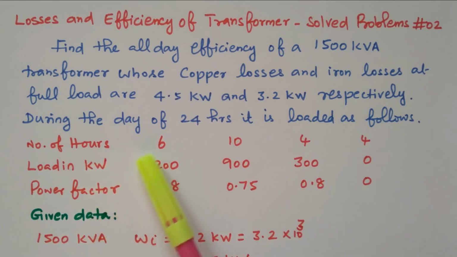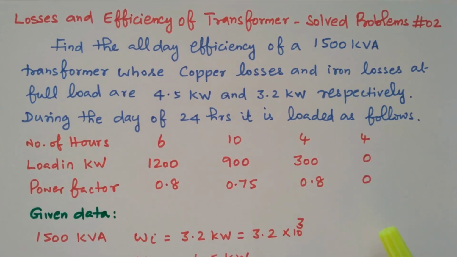For 6 hours, the load is 1200 kilowatt and the power factor is 0.8. For 10 hours, the load is 900 kilowatt and the power factor is 0.75. For 4 hours, the load is 300 kilowatt and the power factor is 0.8. For another 4 hours, there is no load and no power factor. This is the data given for the entire 24 hours. By adding these, we get 24 hours. We need to find the all day efficiency.